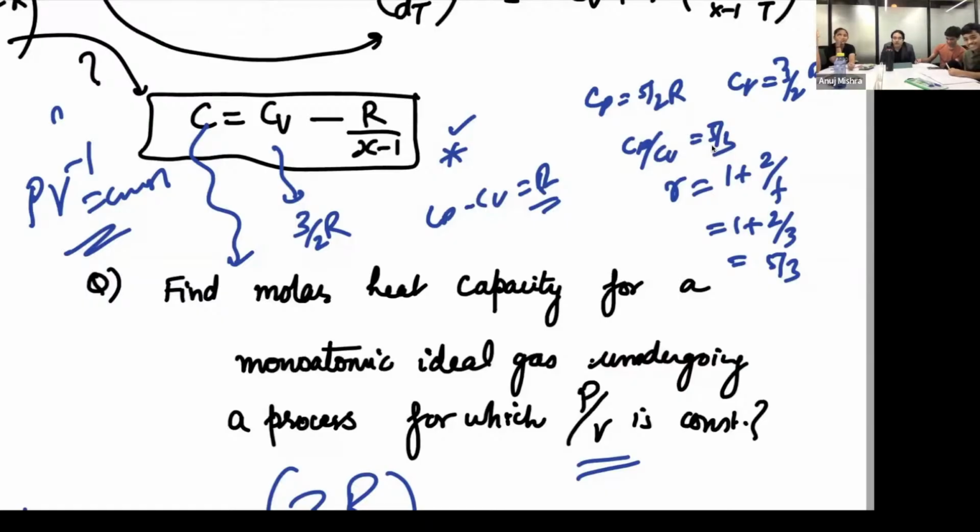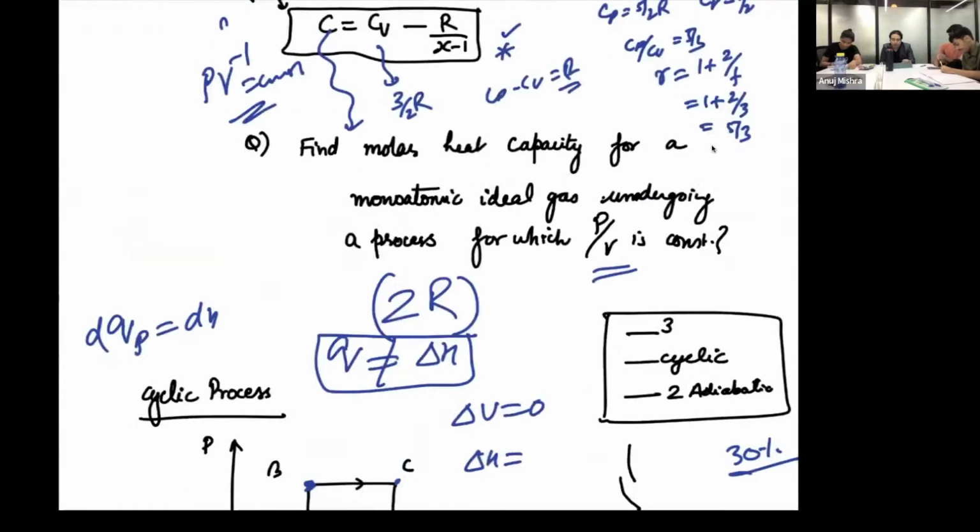Do it quickly, this is a very easy question. Find the molar heat capacity for a monatomic ideal gas undergoing a process for which P by V is a constant. Now, P by V constant, then ideal gas, isothermal. PV to the power minus 1 is constant. What is x? Sorry, P V to the power minus 1 is constant. So x is minus 1. Then C is Cv plus R upon 1 minus x. And x is how much? Minus 1. C is equal to 2R. Yes, sir. Break. Time for break.